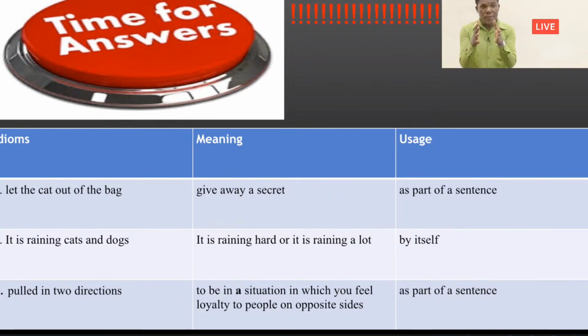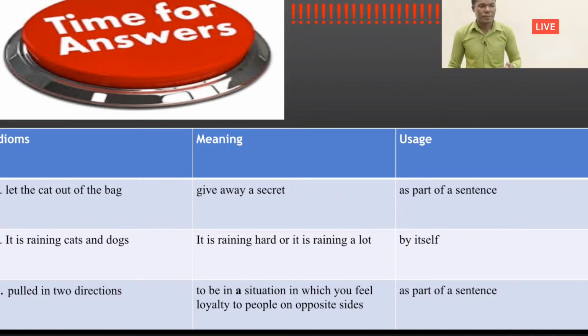Now, for usage, this can be a part of a sentence, right? Pulled in two directions, because on its own, it doesn't really make sense. Because if I come and tell you, pulled in two directions, it doesn't have a subject, right? So it doesn't make sense. So it is part of a sentence. To make it complete, you've got to get your subject. So those idioms are often used by poets.